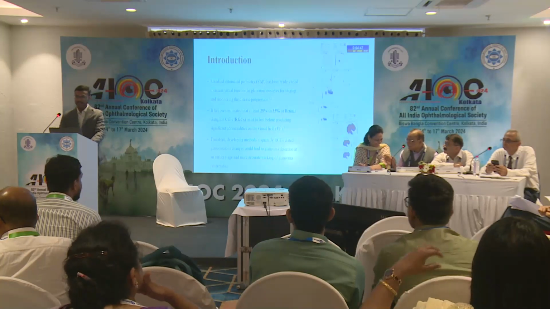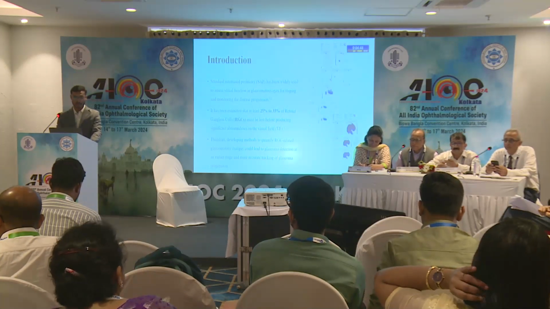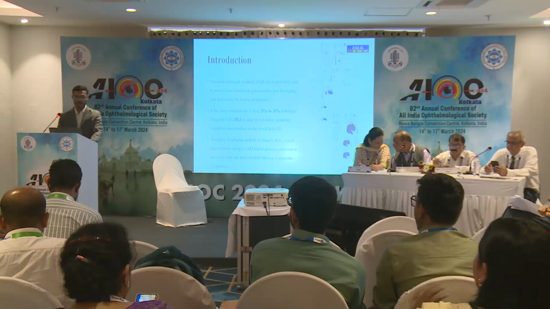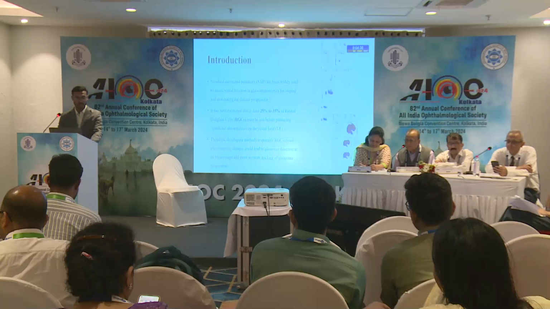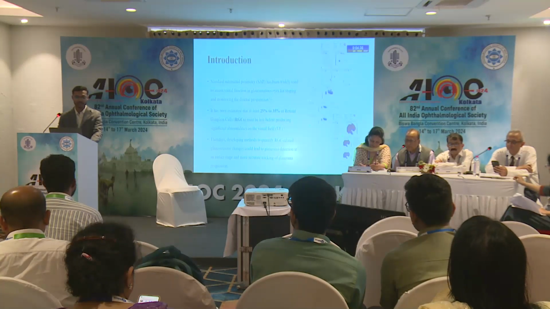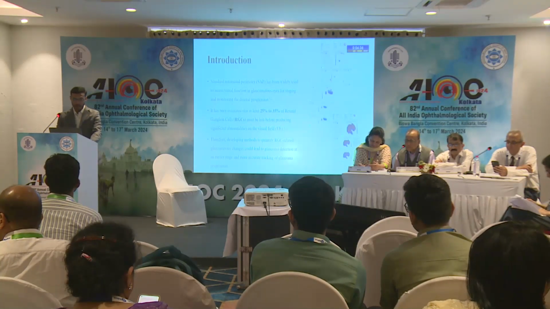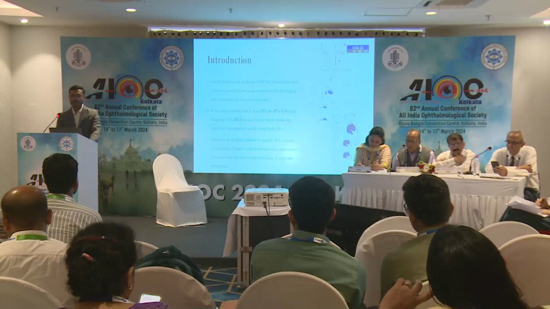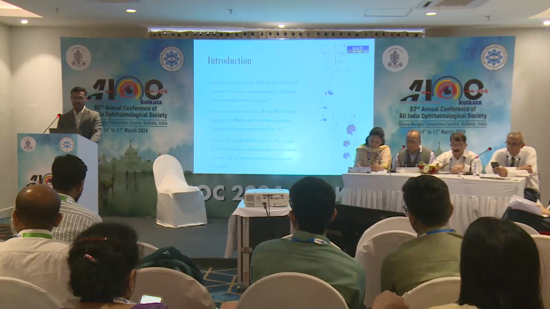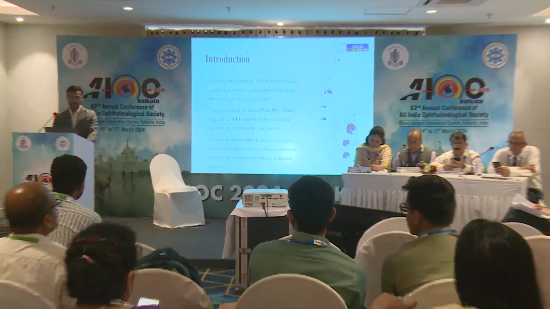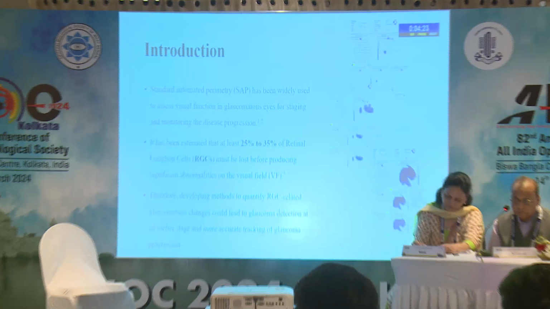Standard automated perimetry has been widely used to assess visual function in glaucomatous eyes for staging and monitoring disease progression. It has been estimated that at least 25 to 35% of retinal ganglion cells must be lost before producing significant abnormalities on visual field. Therefore, developing methods to quantify retinal ganglion cell changes related to glaucomatous damage could lead to glaucoma detection at an earlier stage and more accurate tracking of glaucoma progression.